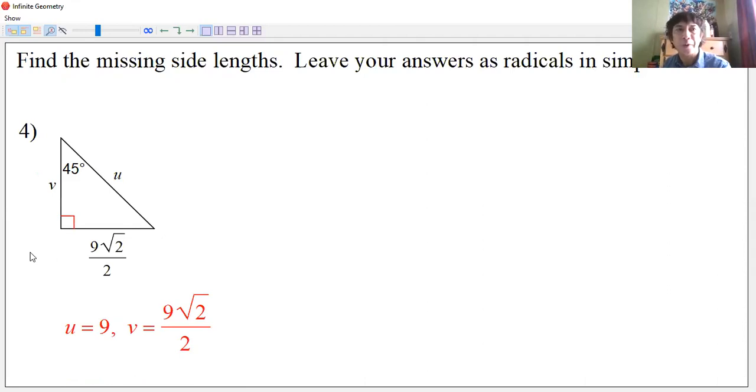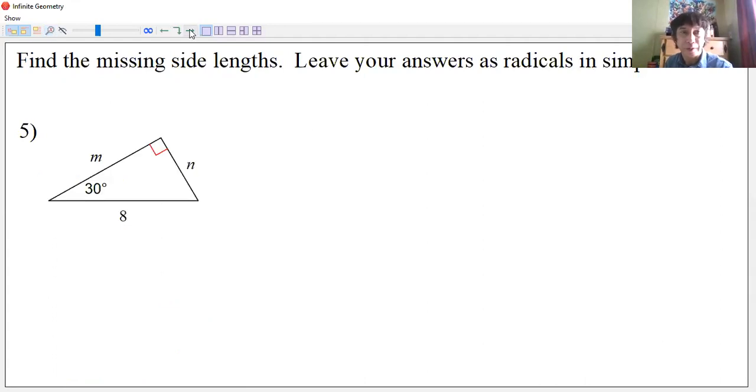We are now ready to do the other 4 examples for the 30, 60, 90. So let's see our next examples. And let's read the problem. Find the missing side lengths. Leave your answers as radicals in simplest form. Now, radicals are square roots. Those are the square roots that are involved in our answers. So this is number 5, and we shall try to continue.